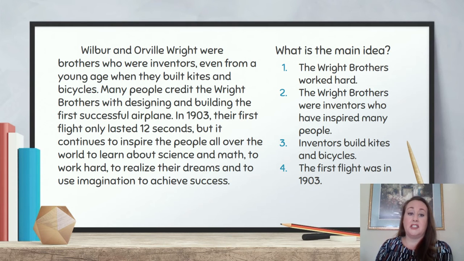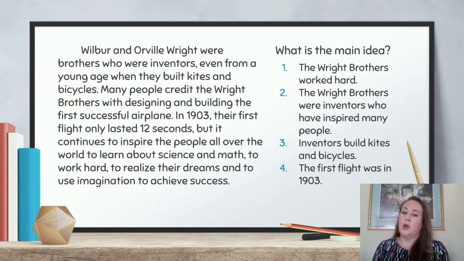All right, so again, we're looking for those patterns. Our first sentence talks about who they are and that they were inventors, that Wilbur and Orville were inventors. It also talks about what they did, what makes them famous. And what they're famous for is they were the first ones to really design a successful airplane. So in 1903, they had their first flight. And then also how they've inspired others. All right, so let's look at our options to see what is the main idea.